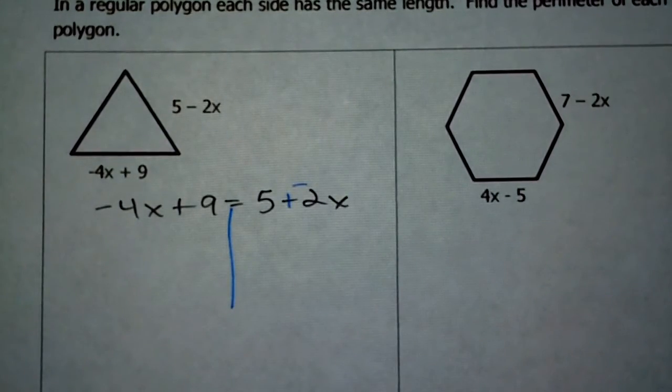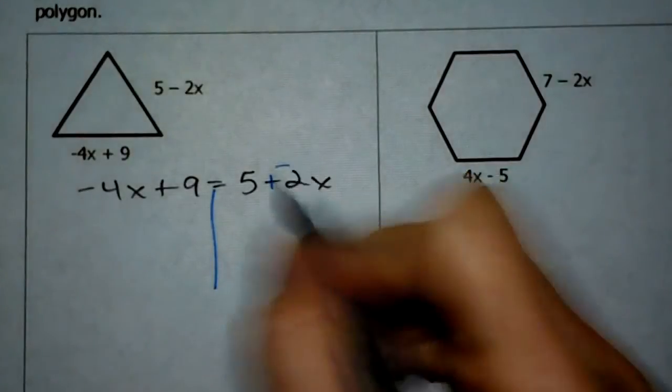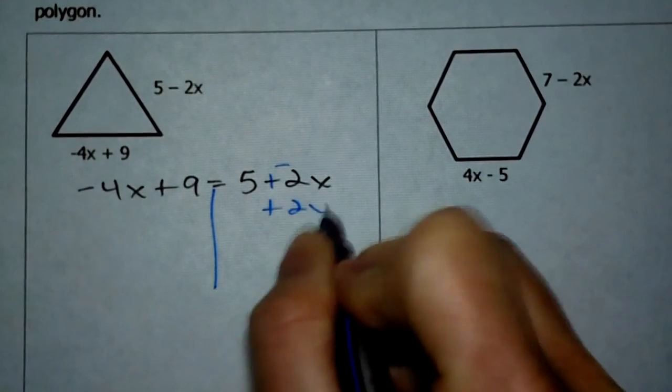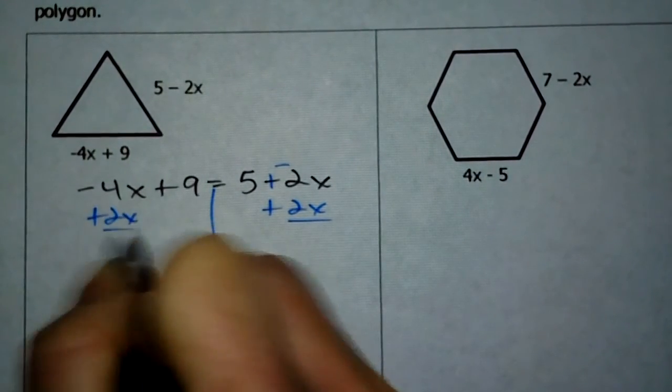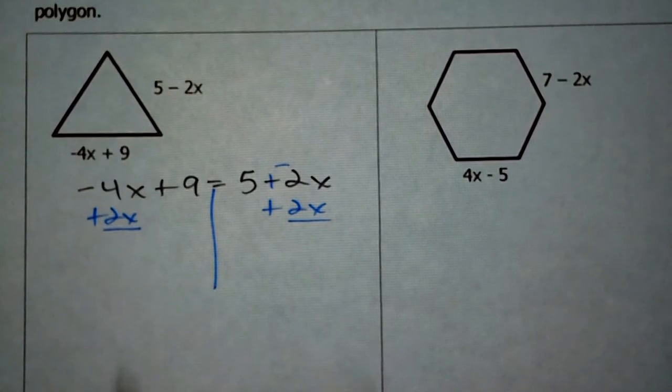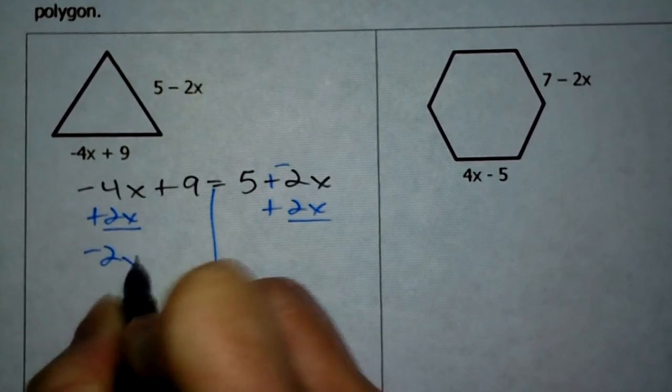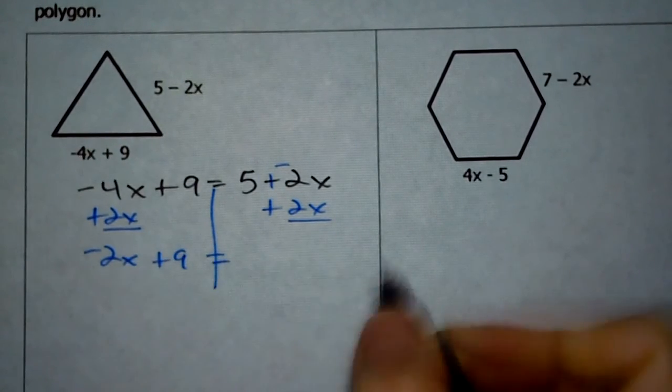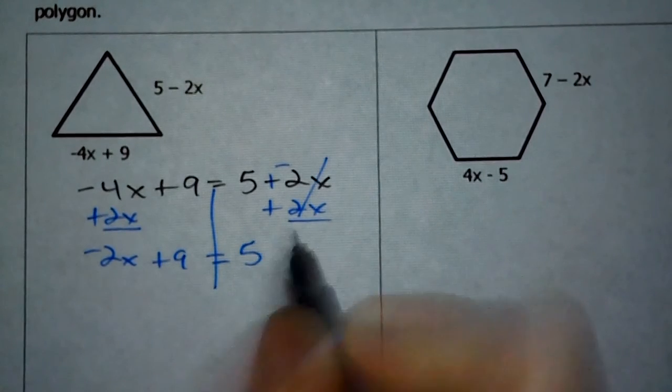Choose one of the variable terms to get rid of. This time I think I'm going to get rid of negative 2x by adding a positive 2x. It wouldn't matter in the whole scheme of things if you chose the other one. Negative 4x plus 2x is negative 2x. I still have plus 9. Those are gone and 5 is left.